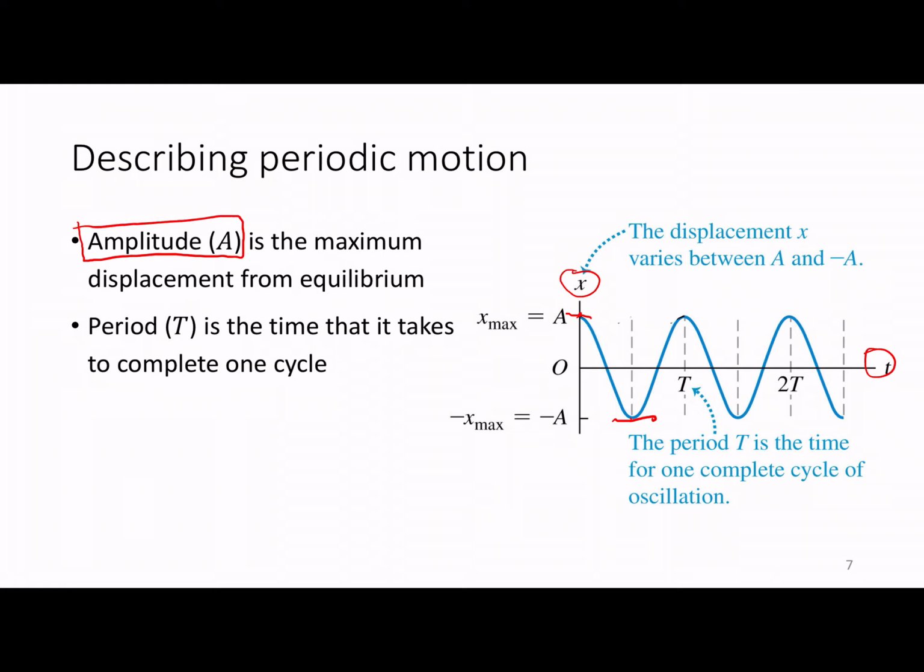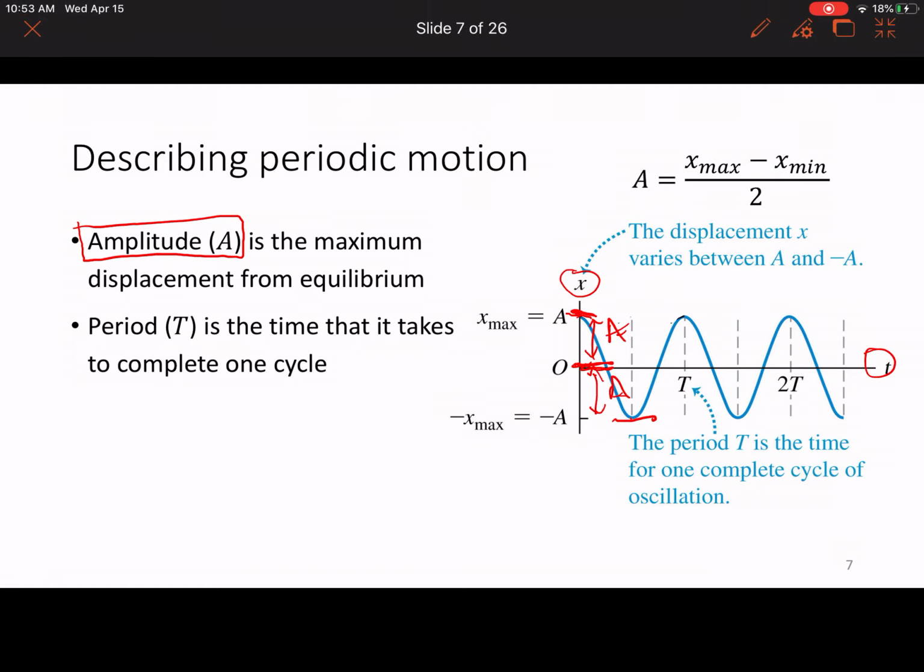Specifically, the amplitude is defined as the maximum displacement from equilibrium. So if the equilibrium here is denoted by O, and the maximum displacement is up here, then that spatial distance is A. And similarly, it will go A below equilibrium as well. So that's my amplitude, maximum displacement from equilibrium.